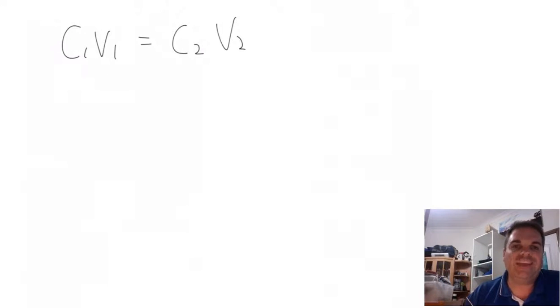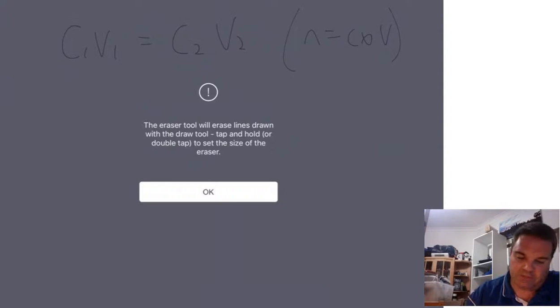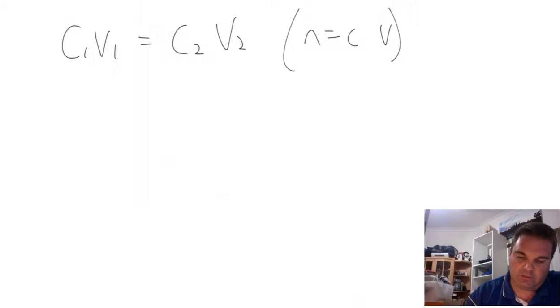Again, because the number of moles doesn't change. Number of moles equals concentration times volume, and because the number of moles doesn't change, we can use this equation. Sorry, I'm just going to change that to make sure it looks like a multiply there.